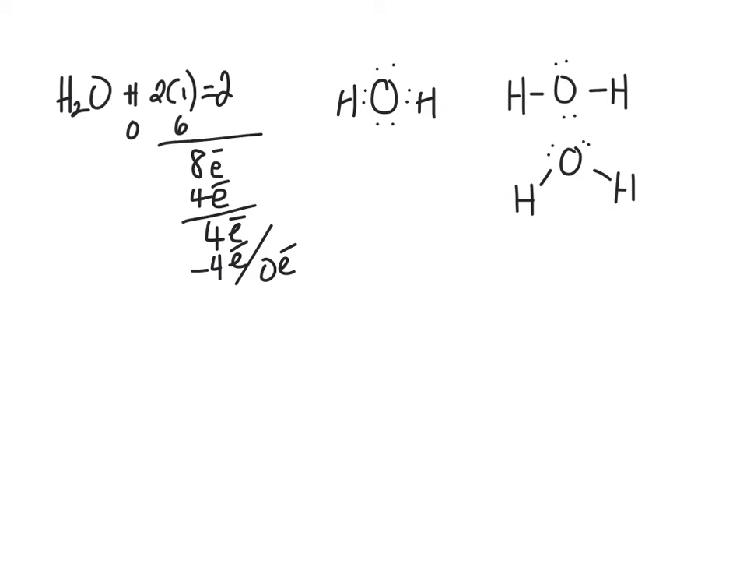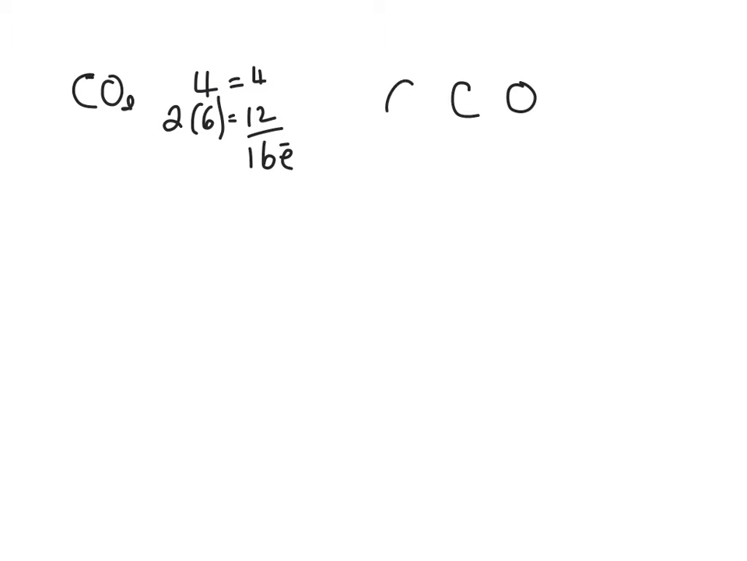All right, let's do another example. We're going to do carbon dioxide. So carbon brings 4, 2 oxygens bring 2 times 6. So we've got a total of 16 electrons to place. Carbon has a combining capacity of 4, oxygen 2, so carbon goes in the middle, and you put the oxygens on either side.